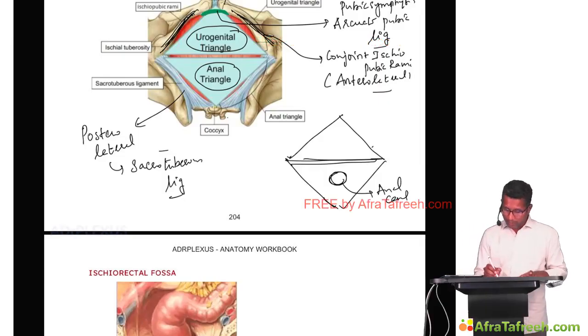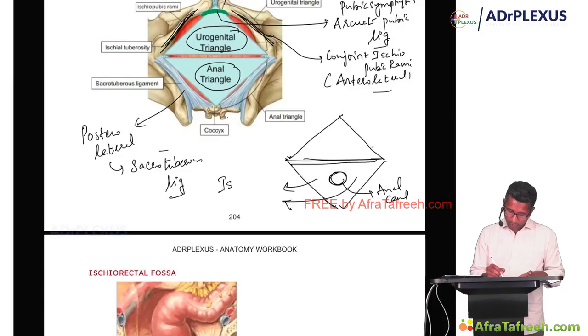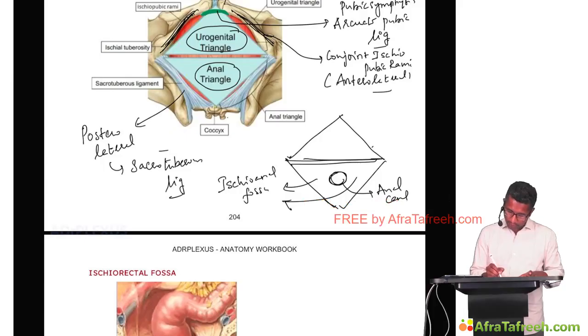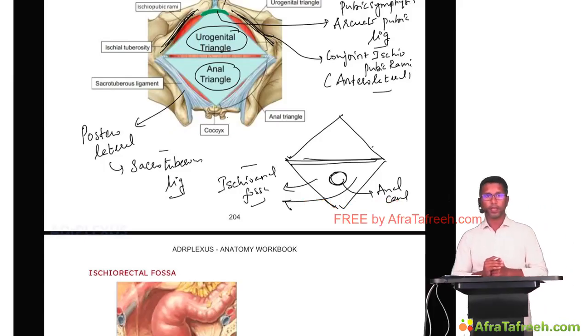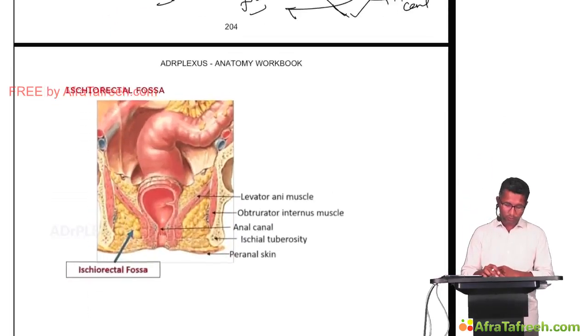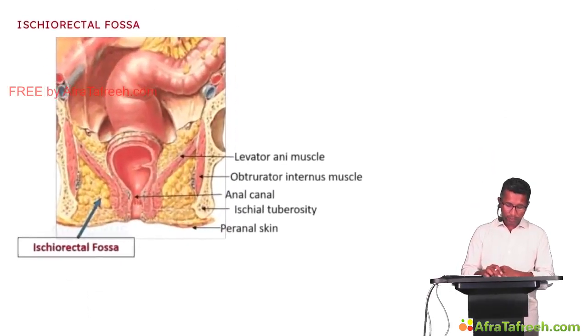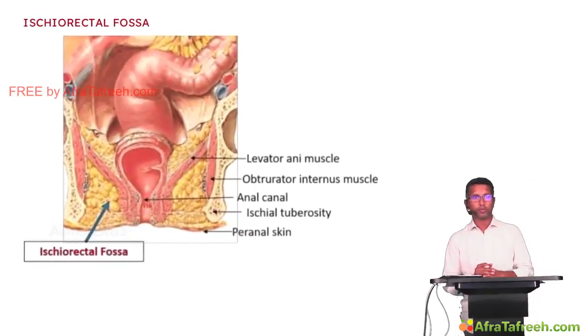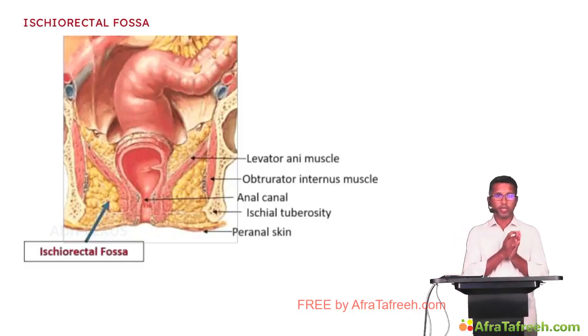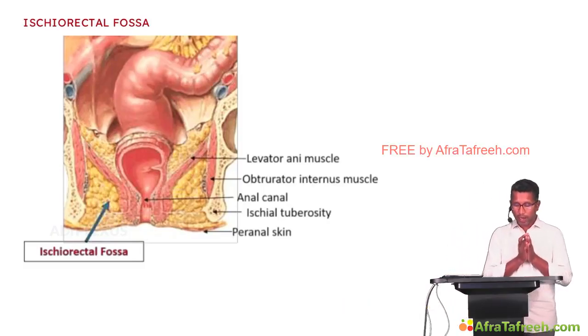On either side of the anal canal you get a space or a fossa which is called the ischio-anal or ischio-rectal fossae. That is what we are going to see now. It is a very important topic. Where this fossa is and what its boundaries are, we are going to see. This fossa is present on either side of the anal region in the anal triangle.